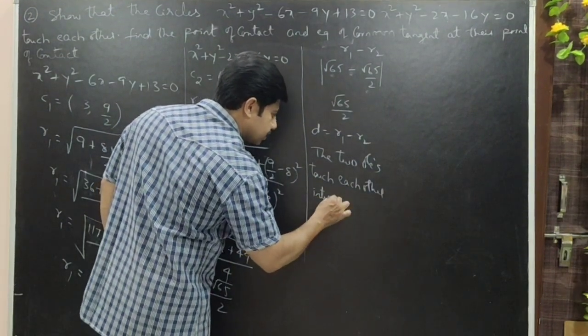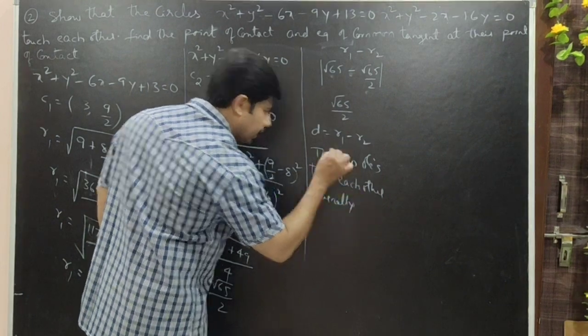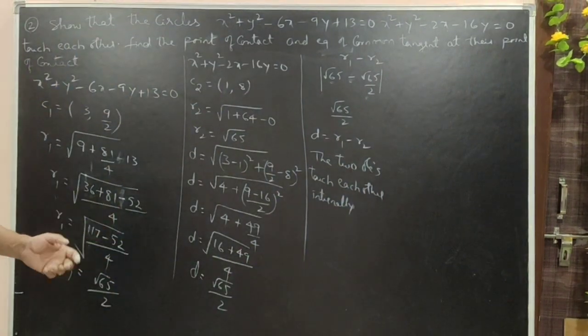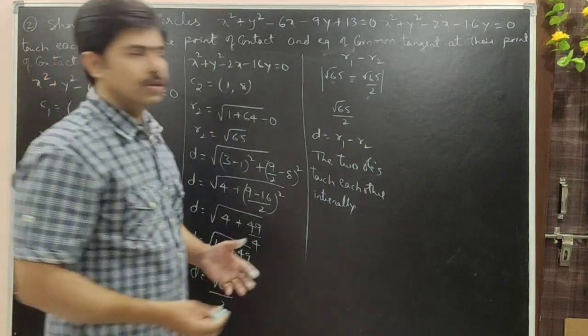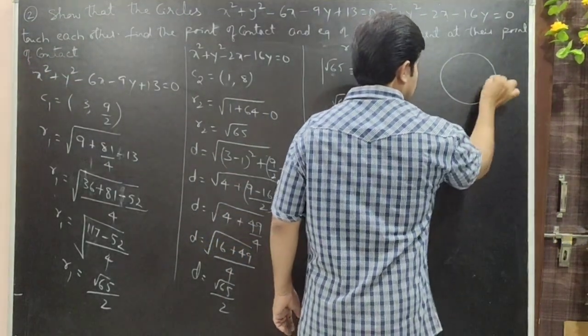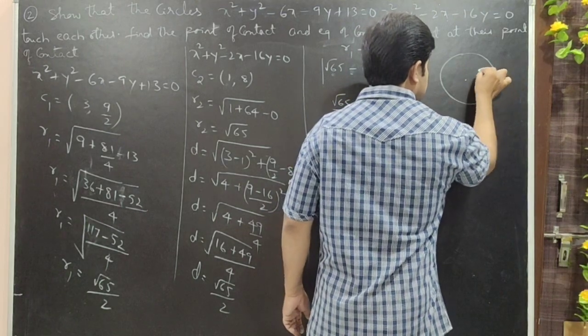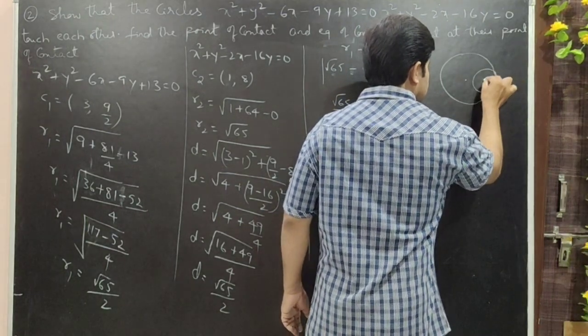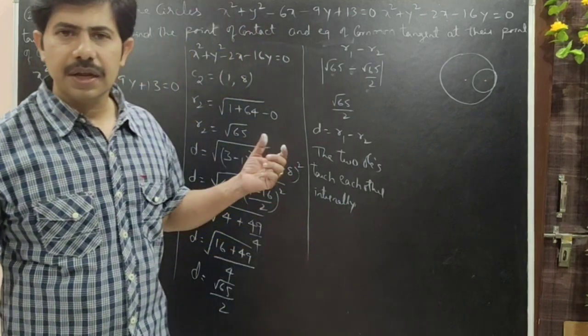The two circles touch each other internally. So, here we prove that two circles touch each other internally. Just we draw that case. Now, this is a circle, this is a center, and this is one more circle we have. So, here two circles touch each other internally.